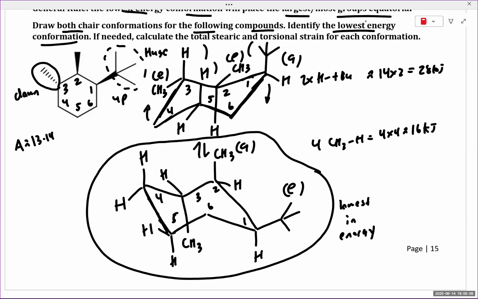In most cases, when you have a very large group like a tert-butyl group, I'd say as a rule of thumb, the tert-butyl group is almost always going to be equatorial, because placing a large group like a tert-butyl group axial, it just introduces too much strain.